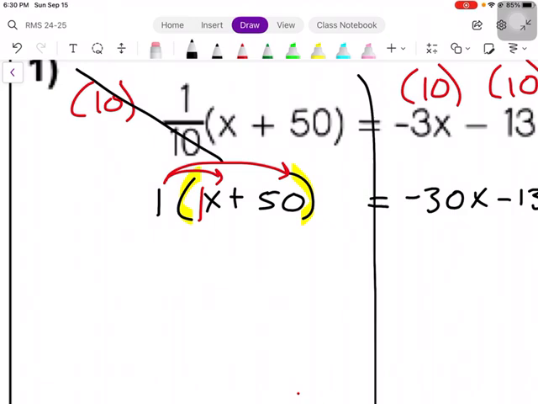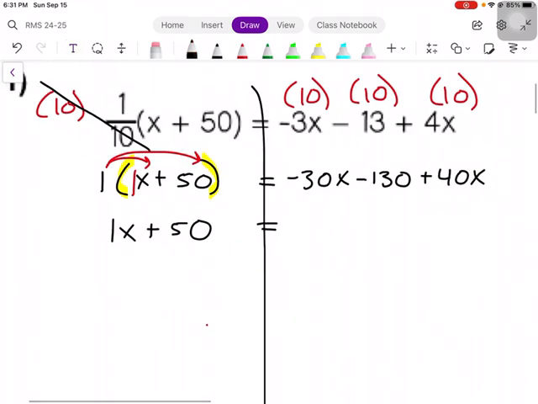If you multiply that out, you just end up with 1 times 1 is 1x, 1 times positive 50 is positive 50. So the distribution here is rather simple because there was a 1 on the outside. And I'm just going to bring down everything else that I didn't use yet.